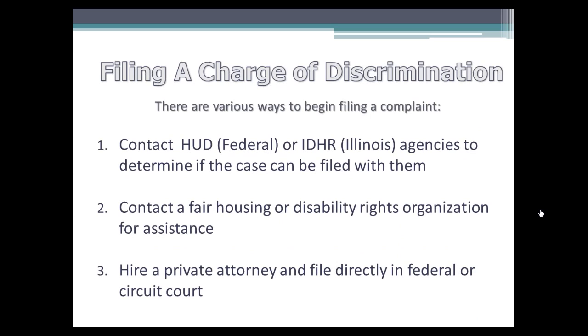A fair housing organization or disability rights organization can also provide assistance in filing a charge, and a person can also file a case directly in federal or circuit court. Pattern and practice cases involving systemic discrimination can be filed with the U.S. Department of Justice or the Illinois Attorney General's office.